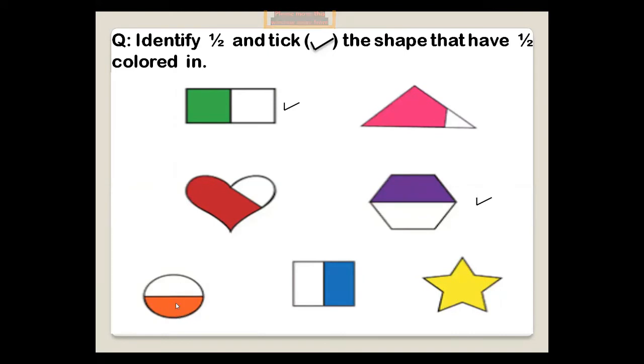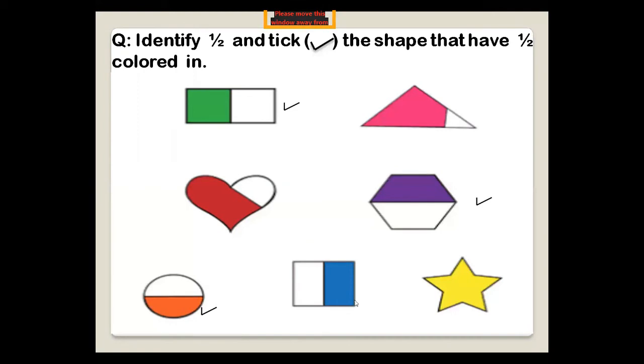It is an oval. Is it divided into two equal parts? Yes, it is also divided into two equal parts. Both parts of the shape are equal in size. So we will also put the tick on this shape.